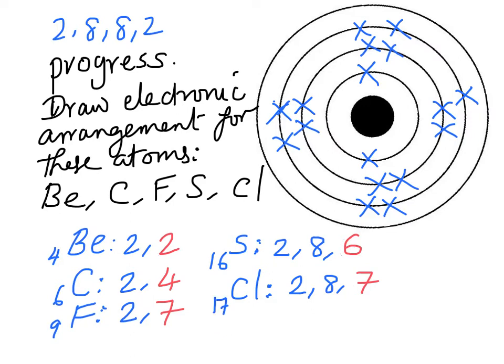As you can see here, beryllium has got 4 electrons. The first shell will have 2 and the second shell will have 2. Carbon is 6, 2 and 4. I'm just following that order. And fluorine similarly has 9 electrons, and that will be arranged 2 in the first shell and 7 in the second shell. Sulfur with 16 will go like this: 2, 8, and the third shell will have 6 electrons. And for chlorine it goes like this with 7 on its outer shell.